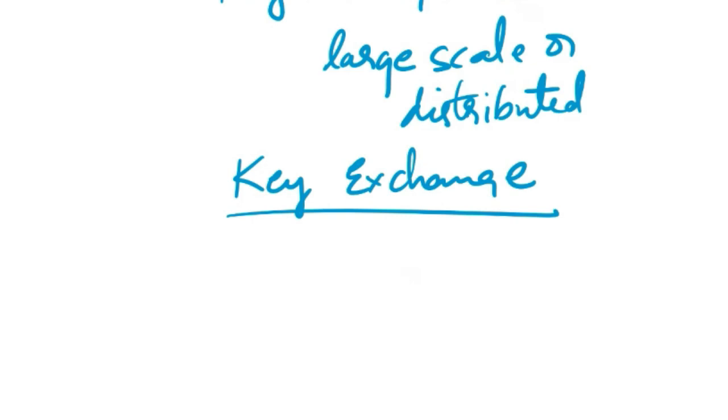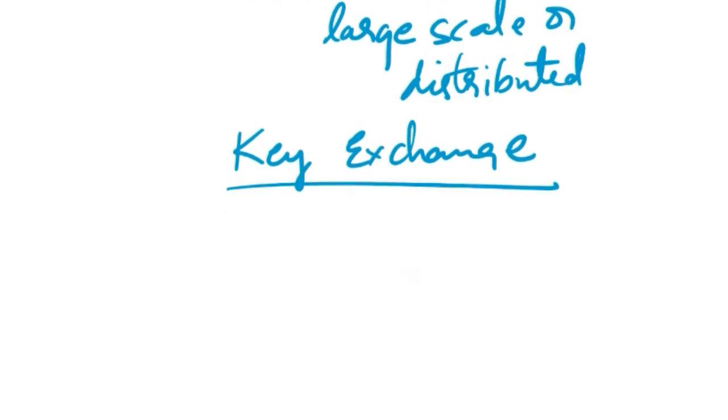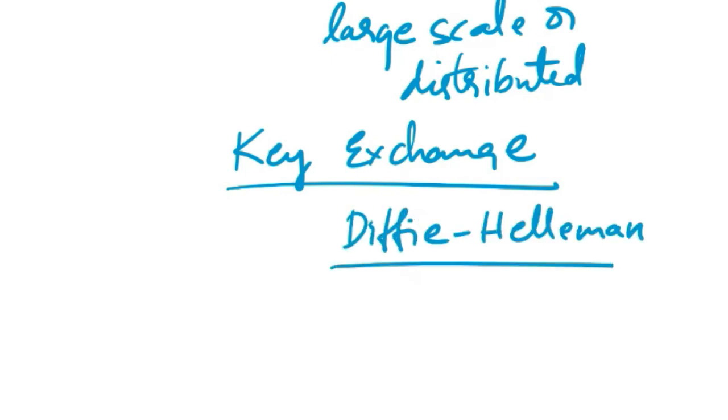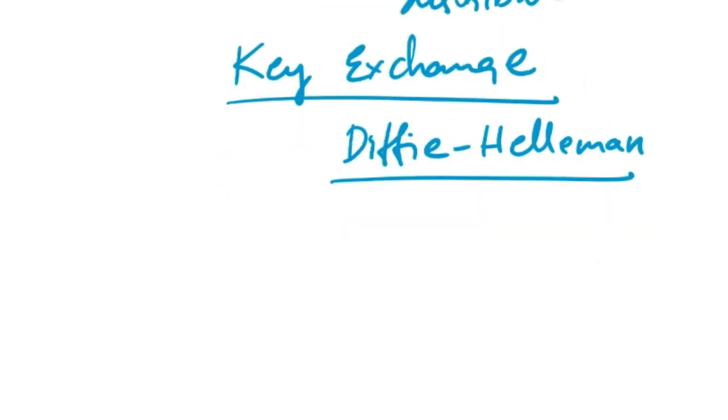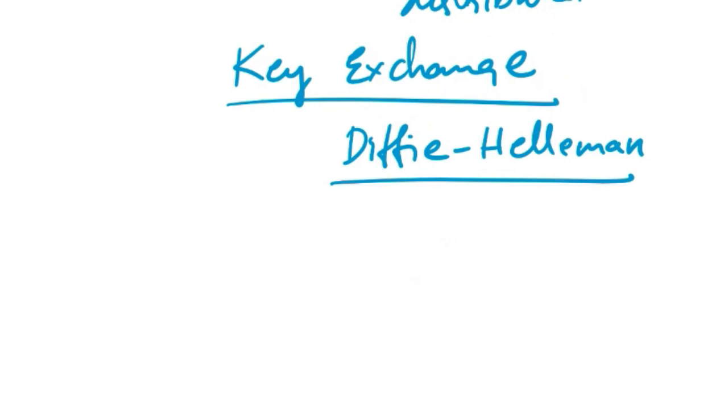Establishing a shared secret key between communicating parties can be challenging, especially in scenarios where secure communication channels are not available. There are key exchange protocols such as Diffie-Hellman. This is a very popular key exchange protocol. These are usually used to securely negotiate shared keys over insecure channels.